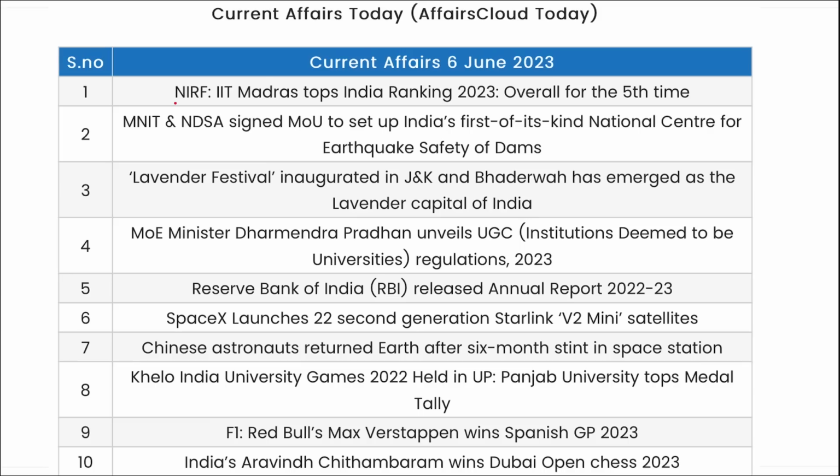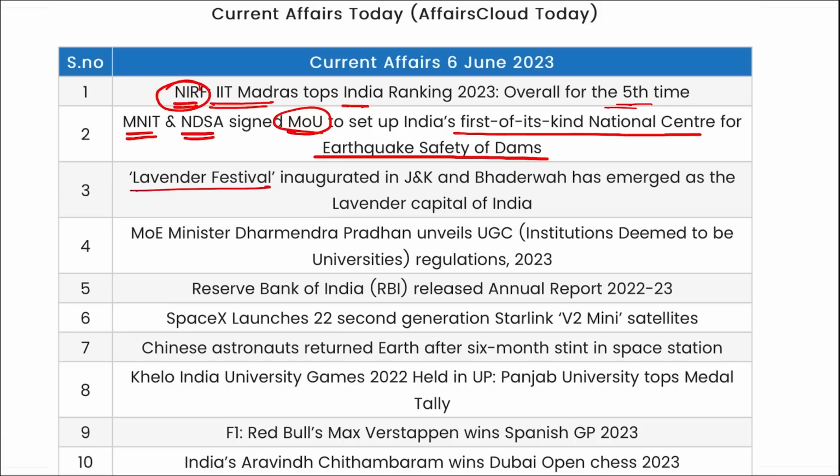Now let's go for a quick revision. According to NIRF rankings, IIT Madras topped the Indian ranking for the 5th time. MNIT NDSA signed an MOU to set up India's first of its kind National Center for Earthquake Safety of Dams. Lavender Festival was inaugurated in Jammu and Kashmir, and Bhadarwah has emerged as the lavender capital of India.